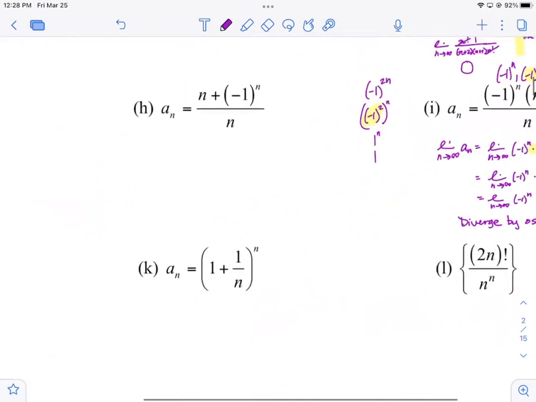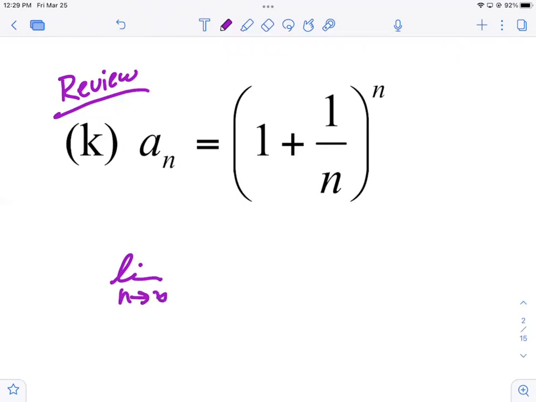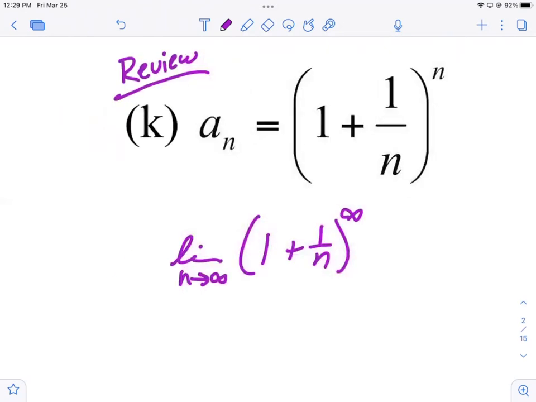Okay. Let's do this one together because this is a good review. I don't think we've quite done this yet, but it's a review plus it's an extension. I'm going to take the limit as n goes to infinity of a sub n, and I'm going to write it as 1 plus 1 over n to the infinite power. I'm going to let it equal L for limit.